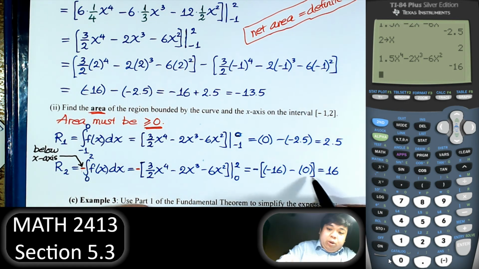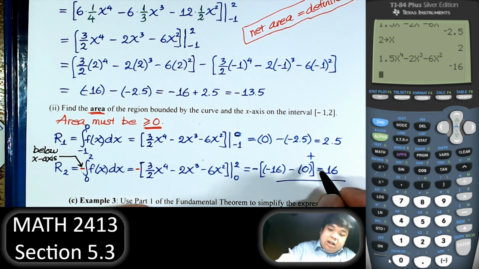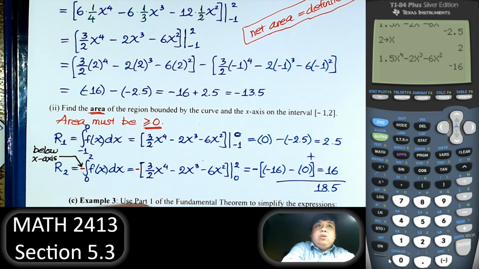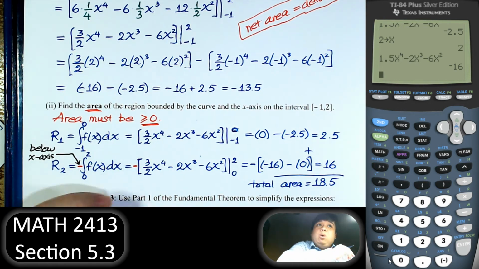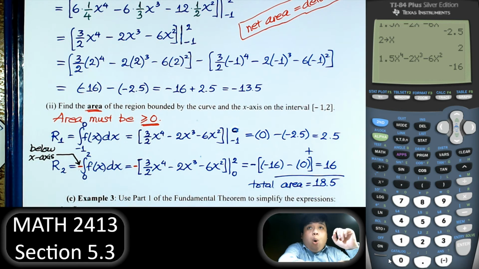And then when we want the total area, we just add them up. That is 18.5. So that is the total area. So be careful if the question asks for the area or the net area. Net area or definite integral is still the same.